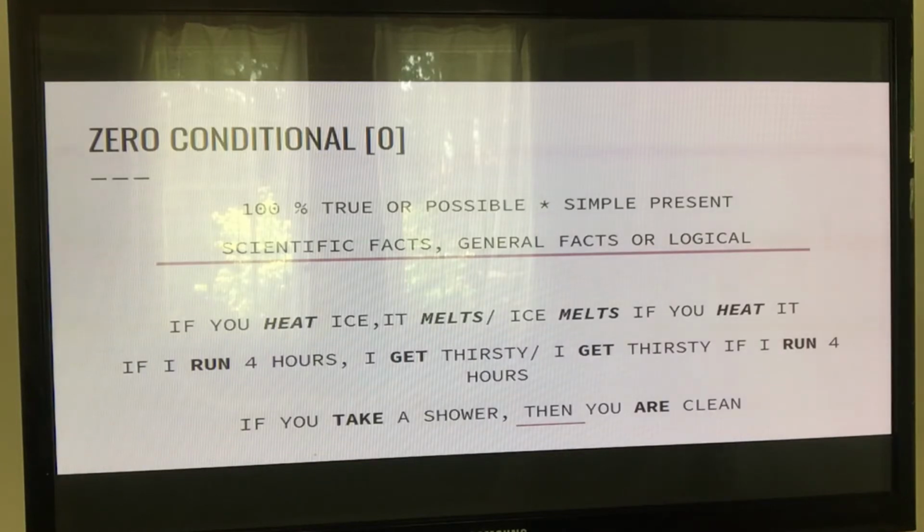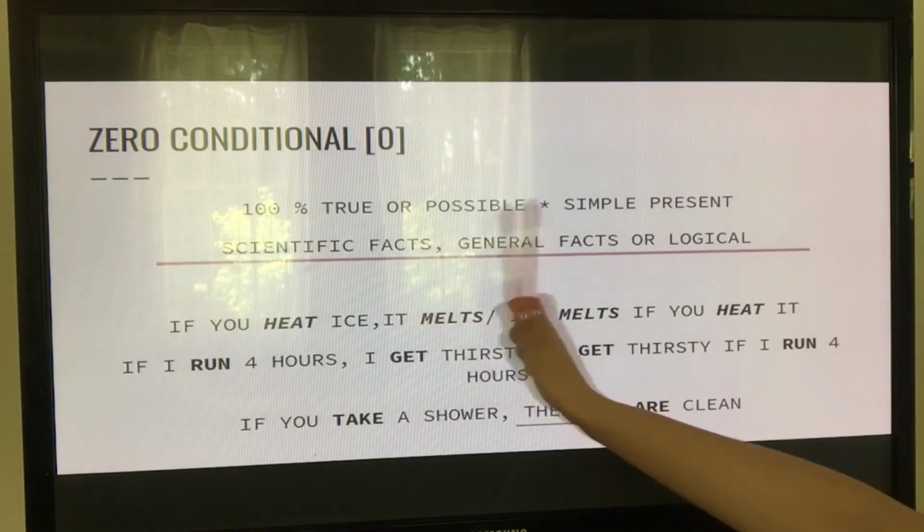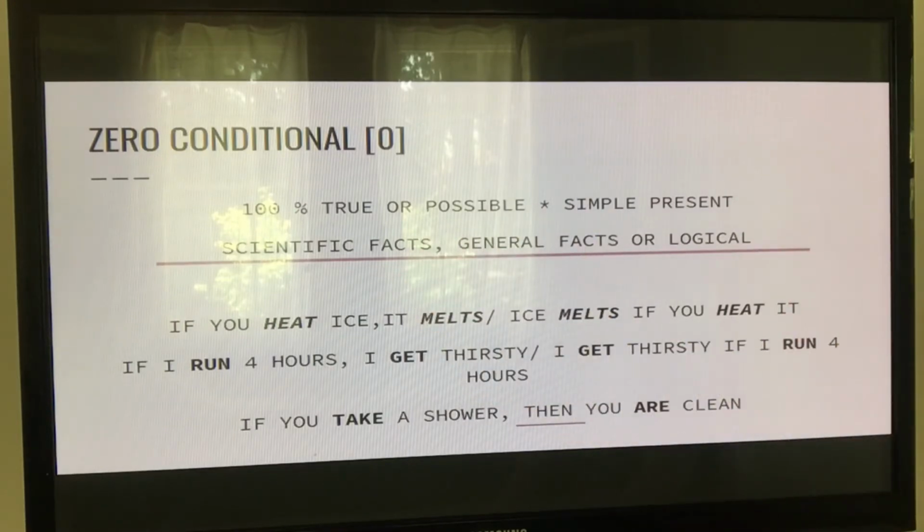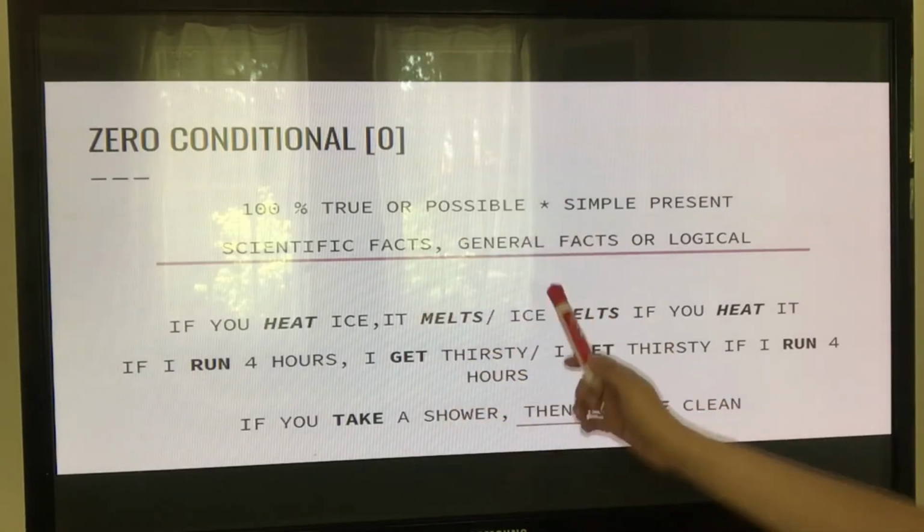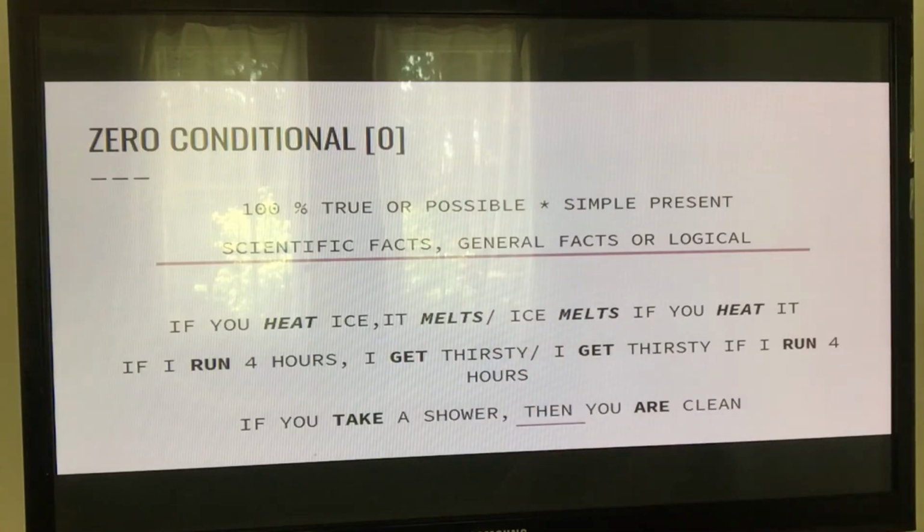All over again. And that's the reason why we always have to use simple present for both sentences, because we're talking about things that are always the same, so they don't change. They remain intact in the present. So as you can see here, we have a few examples of situations that fit into this type of conditional: scientific facts, general facts, or even logical facts. And here I have a few examples for you to see and understand a little bit more.